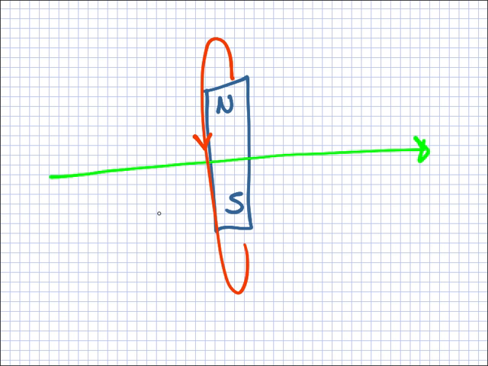Which rule is this, left or right? Left. Now, where do I put this finger for the field? Down. Which way do I put my current, left or right? Left, because it's an electron. So which way is the force? Outwards. Yeah, so the electron will feel a force outwards.